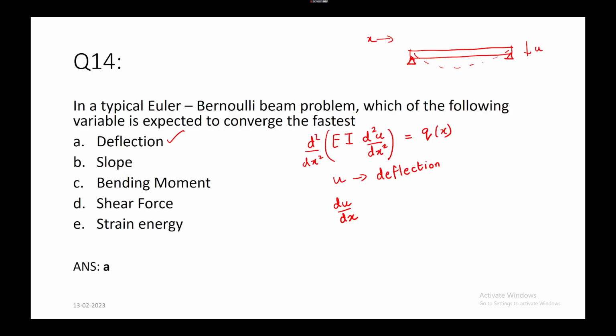It's nothing but the slope, right? Slope, yes, sir. So take any curve y of x, so you have something like this. At that particular instant, your dy by dx is nothing but your slope. Same here. So u is a vertical displacement or deflection in this case. So du by dx is nothing but the slope.